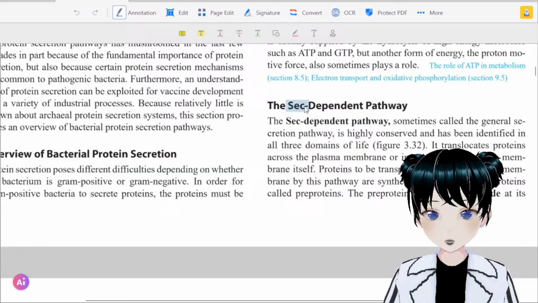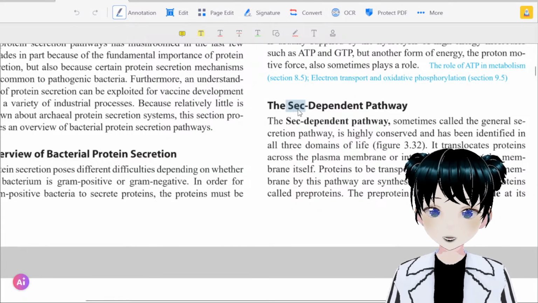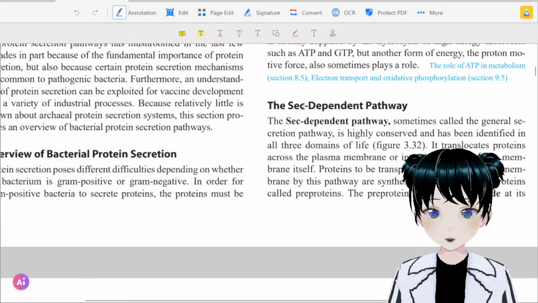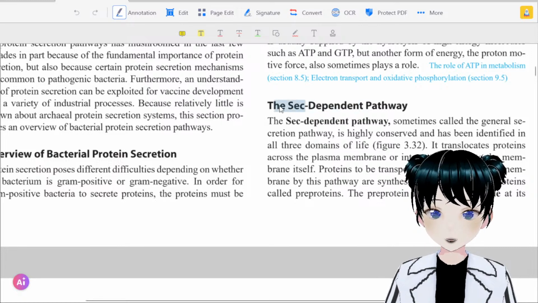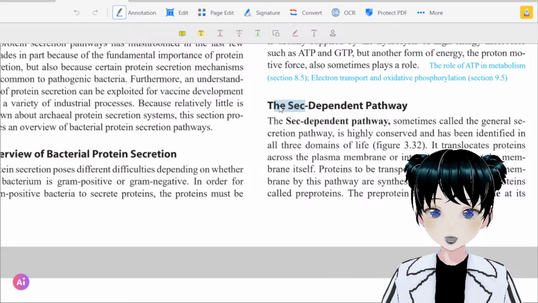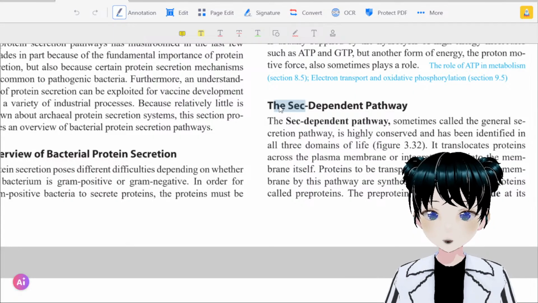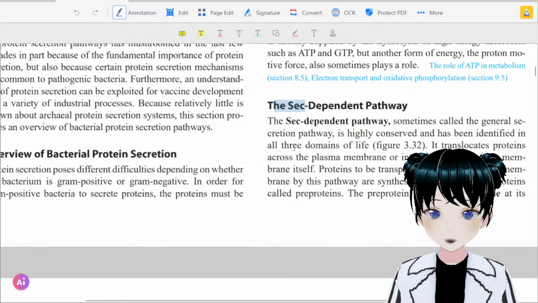The name shows that there is a material, a protein or anything, that is known as Sec, right? And that pathway is dependent on it. So we have proteins that are, in short, Sec, and they are A, B, C, D, a lot of different types. And the pathway is dependent on that for us to transport the proteins.